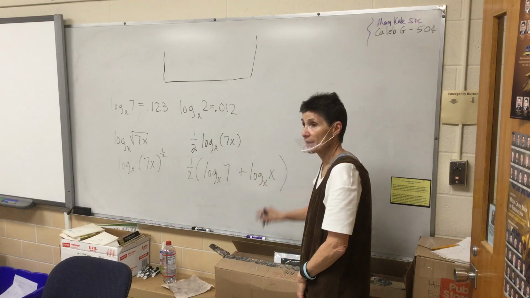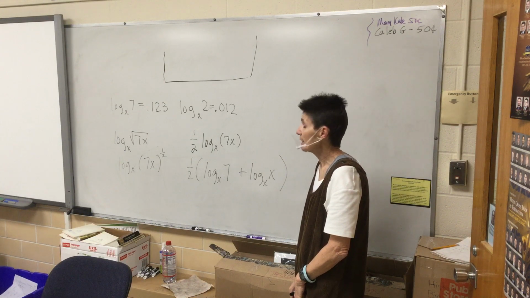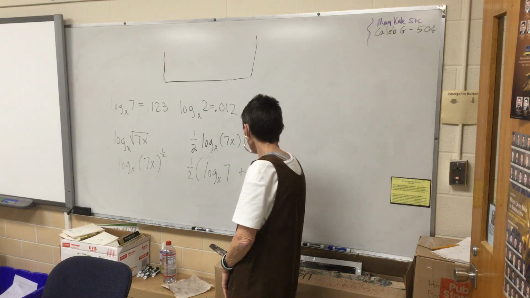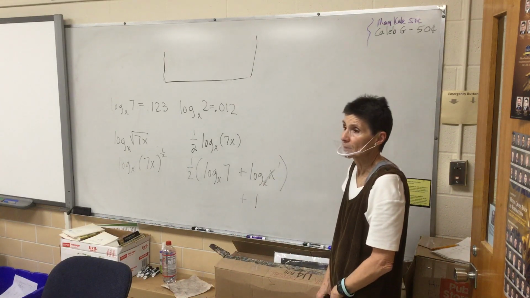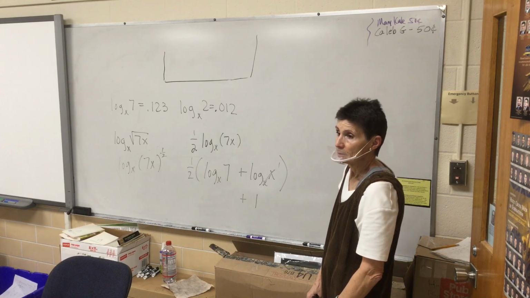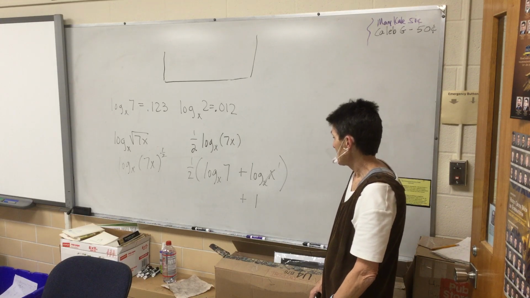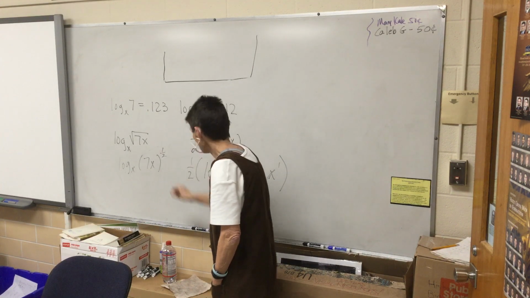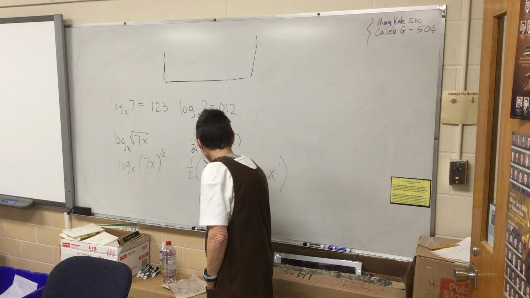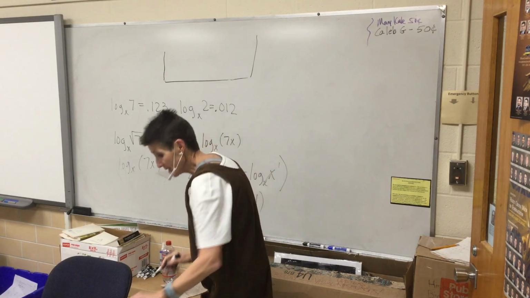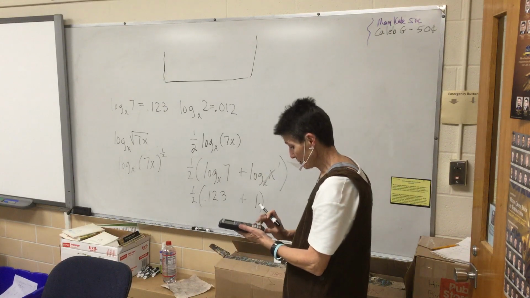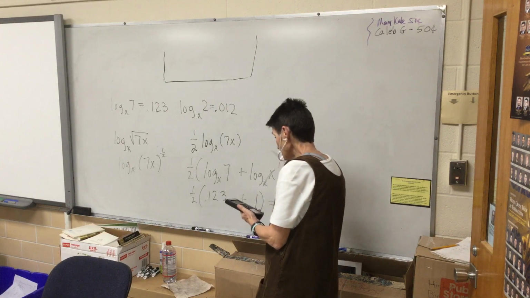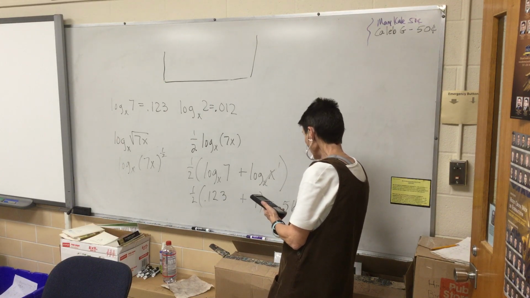What's the log base x of x? No, it's not x. It's 1. Yep, it's 1. So this is just 1. That's one of your properties when these numbers match. And we know that the log base x of 7 was given to us, so that's 0.123. So all I need to do is add those two numbers together, so 1.123, and divide by 2. So the answer is 0.5615.